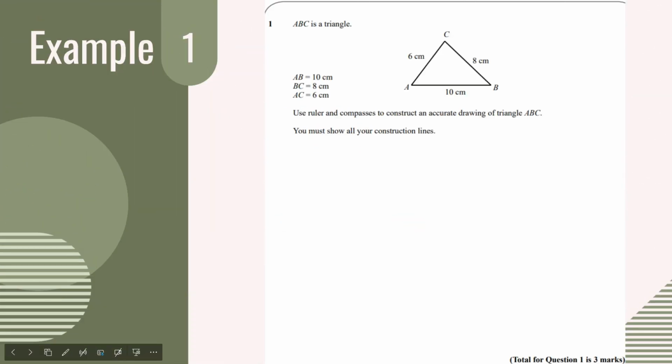Now it's time to have a go at some Maths Genie exam questions. Have a go, pause the video, and unpause when you've done.